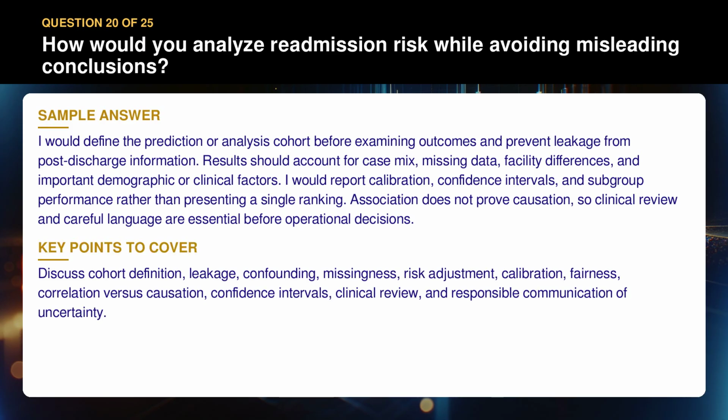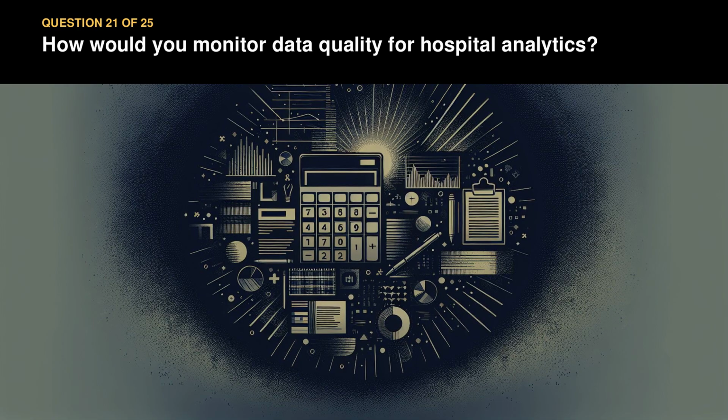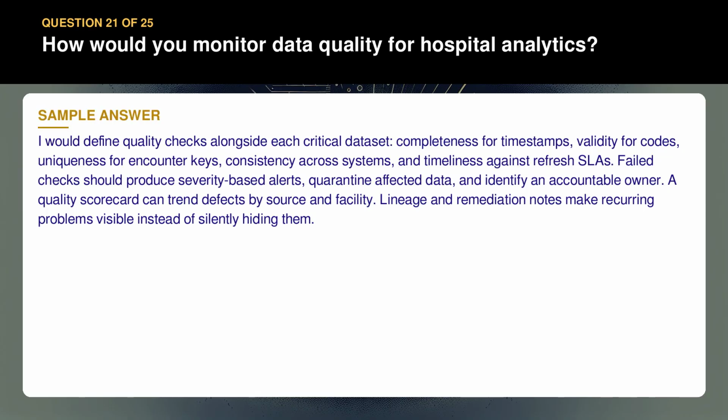Discuss cohort definition, leakage, confounding, missingness, risk adjustment, calibration, fairness, correlation versus causation, confidence intervals, clinical review, and responsible communication of uncertainty. Question 21. How would you monitor data quality for hospital analytics? I would define quality checks alongside each critical dataset: completeness for timestamps, validity for codes, uniqueness for encounter keys, consistency across systems, and timeliness against refresh SLAs.